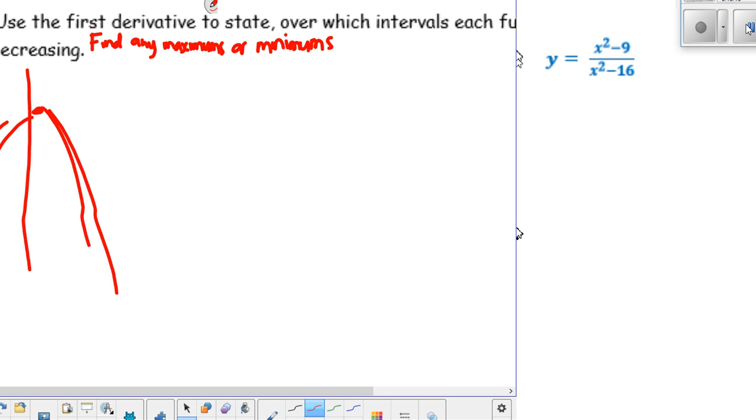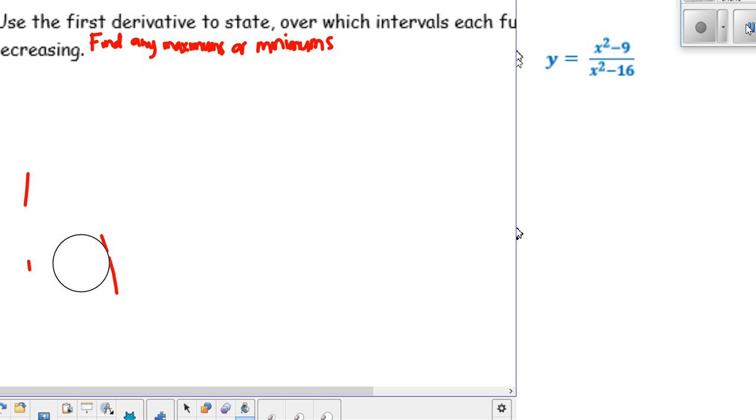We're going to use the value of the gradient. You can use the second derivative; that is also possible. But imagine the question said, use the first derivative. If it didn't say, you could use the first or the second derivative. So imagine this one said, use the first derivative. Find any maximums or minimums: f dash x, the first derivative, equals 0 for a maximum or a minimum.